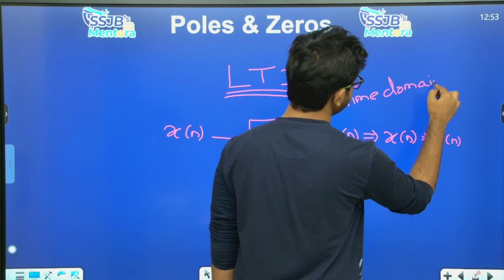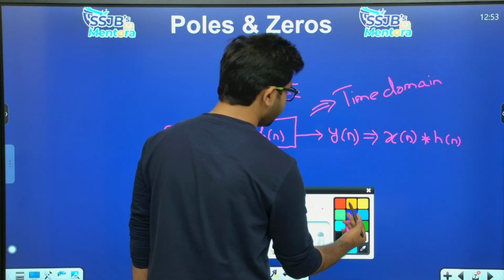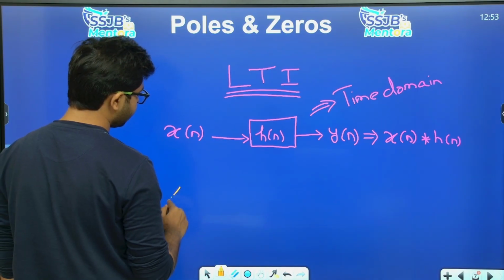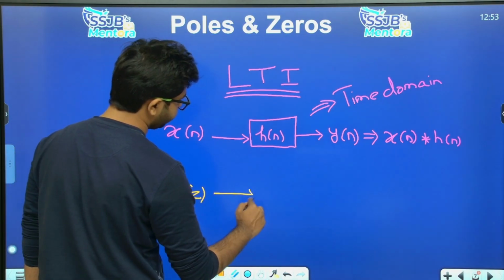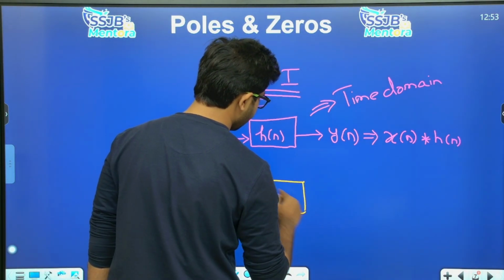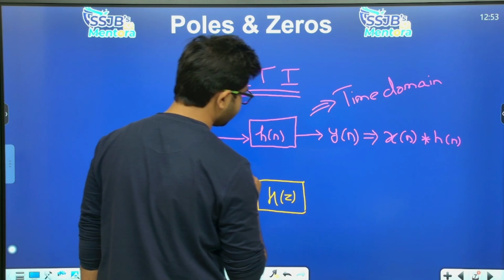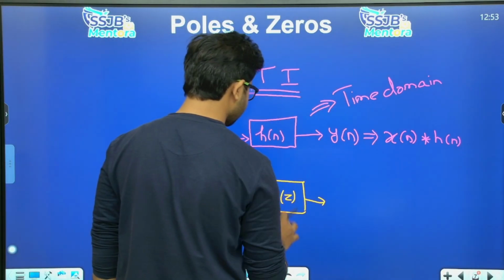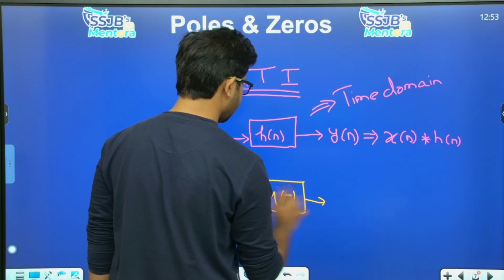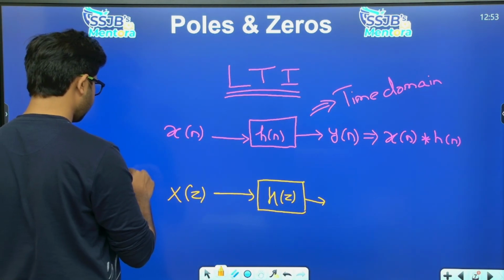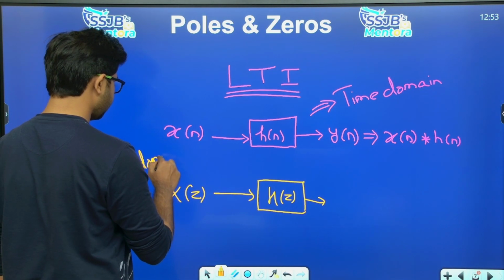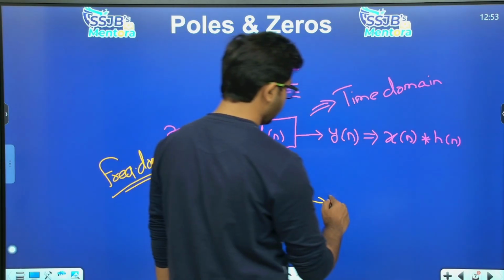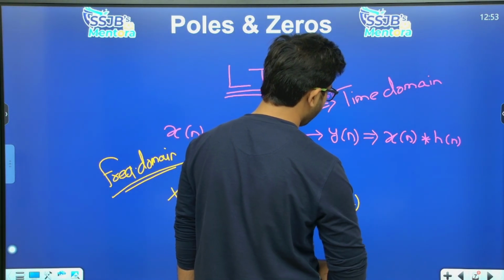But as we have shifted into the frequency domain, we will be dealing with the Z transform. Let us consider in the Z transform, I am having the x of z as the input to the system, which is having the h of z as the impulse response, or after that we will call it the transfer function. Now when we work in the frequency domain, h of z will be our impulse response, and the output will be y of z.